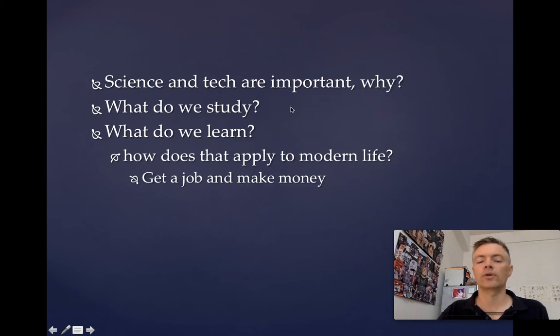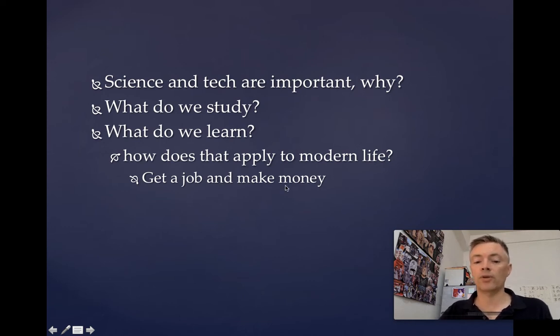Why are they important? Well, we know what we study: biology, chemistry, robotics, advanced human augmentation, DNA, cloning, all of these things. What do we learn? Well, we learn how to manipulate the material world.